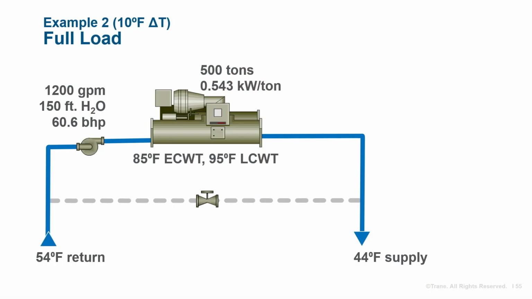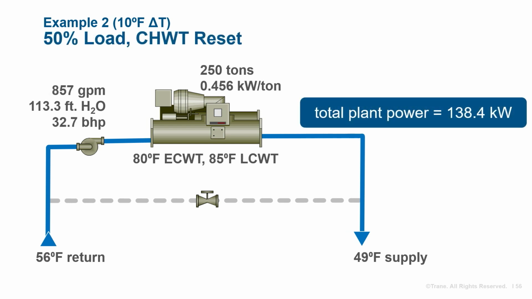In this example, we have a single 500-ton chiller selected at 44-degree chilled water supply and 54-degree return for a low delta T of 10 degrees. The condenser conditions are 85 degrees supply to the chiller and 95 degrees leaving. The variable speed primary pump is sized for 1200 GPM and 150 feet of head.